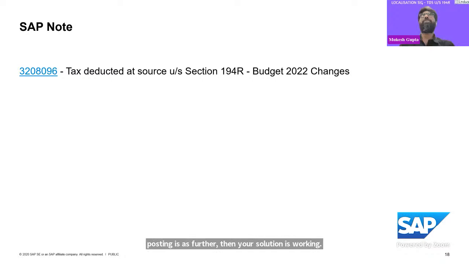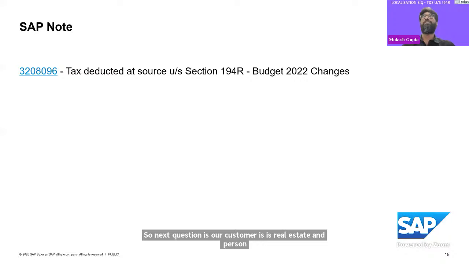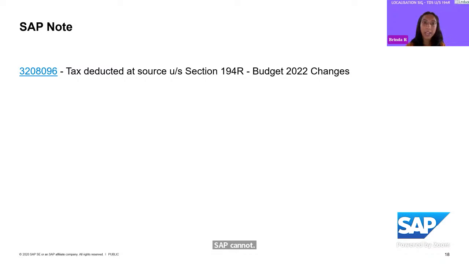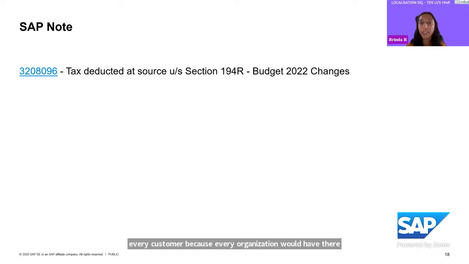Okay. So next question: our customers are real estate and persons or residential customers. Is it applicable to them? The applicability of TDS, I know different organizations have different sets of customers. So you will have to check it with your legal experts, because SAP cannot get it checked for each and every customer, as every organization would have their own business needs. You will have to get this checked from your legal experts on whether 194R is applicable for these real estate transactions or not.